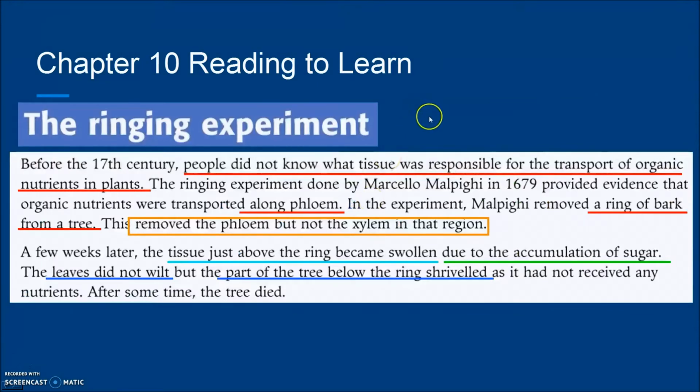So for chapter 10, the ringing experiment. Before, the scientists or people didn't know which part of the tissue in the plant is responsible for the transportation of organic nutrients. But now, of course, we know that the phloem vessels are responsible for transporting organic nutrients, and the xylem vessels are responsible for transporting water and minerals.